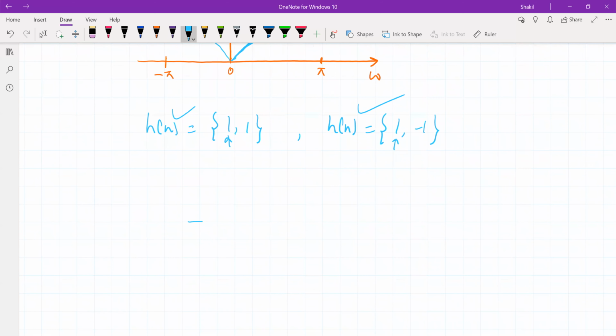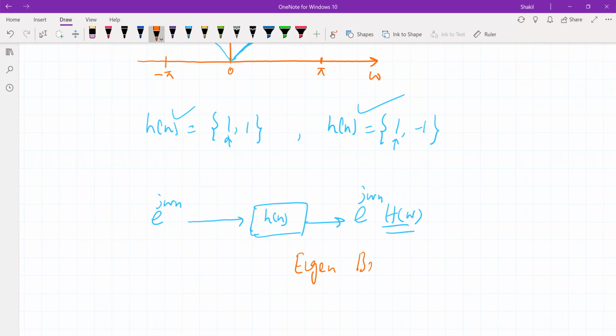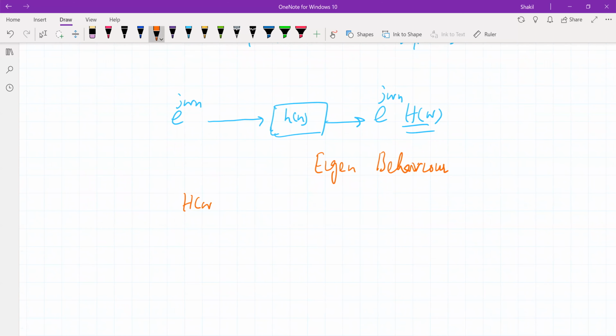In short, the first thing you should remember is that when the input to the system is a complex sinusoid, or simply a sinusoid, and the impulse response is h of n, the output of the system is the same input multiplied by some complex quantity. This is referred to as the frequency response of the system. This is termed the eigenbehavior of the system. And what's h of omega? H of omega is the sum over k from minus infinity to infinity of h of k e raised to minus j omega k.